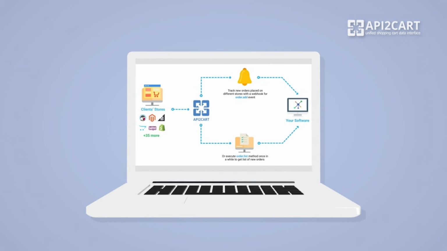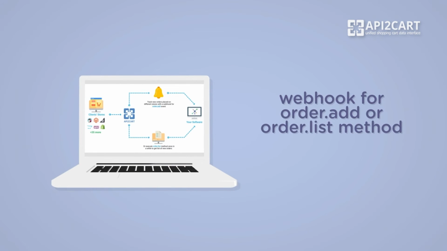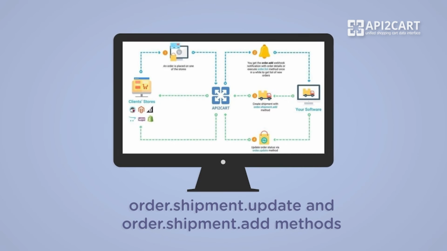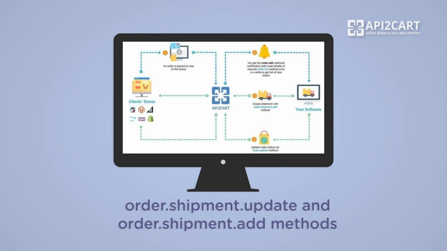For importing orders, there are two ways to learn about new orders on stores: a webhook for the order add event, or by executing the order list method once in a while to get a list of orders to be imported to your system. For working with shipments, you can create shipments and add tracking numbers to orders with the help of order shipment update and order shipment add methods. In order to update order statuses, you can execute the order update method.